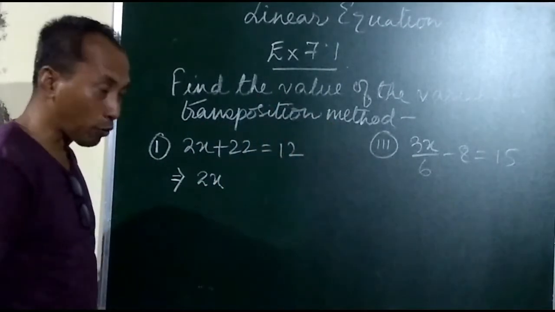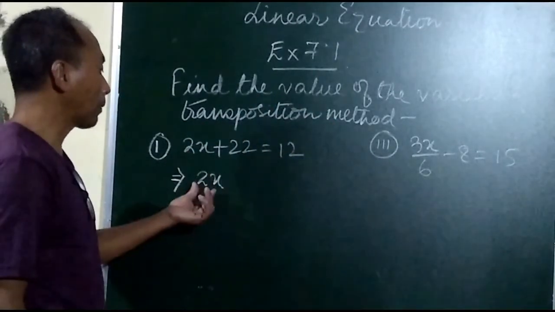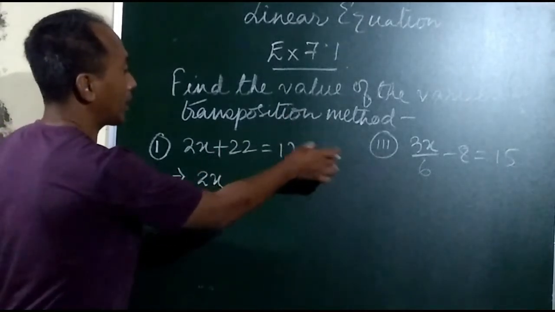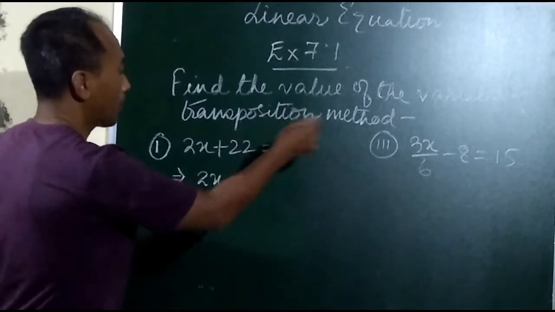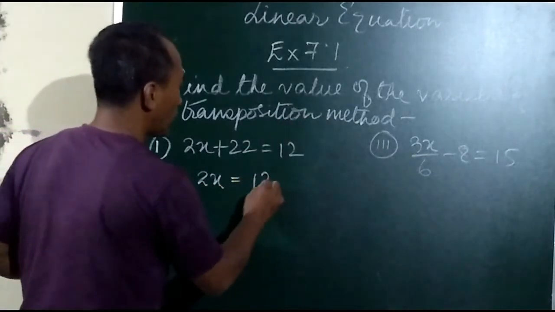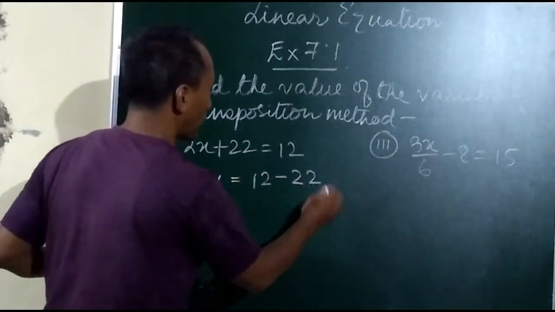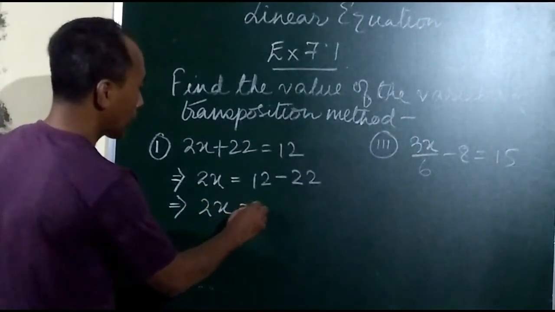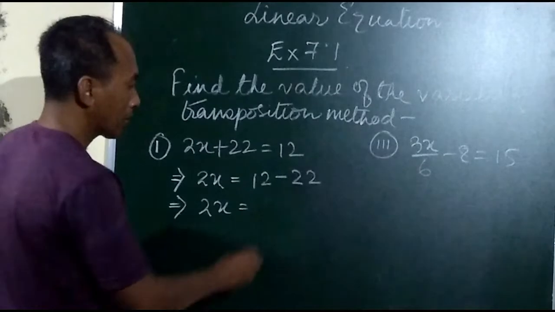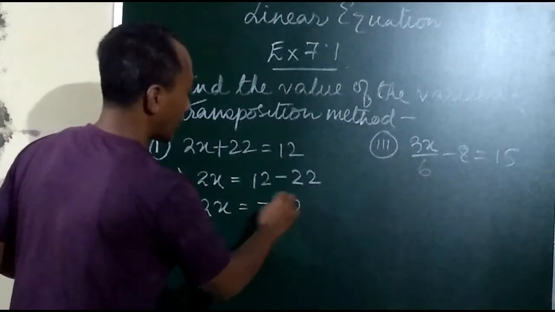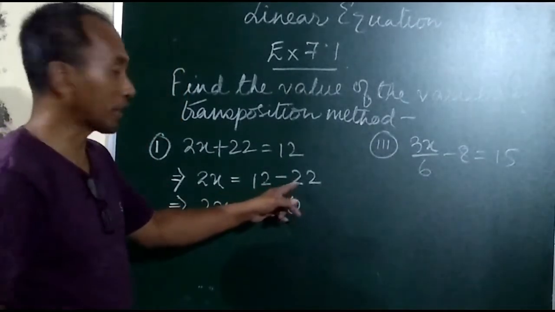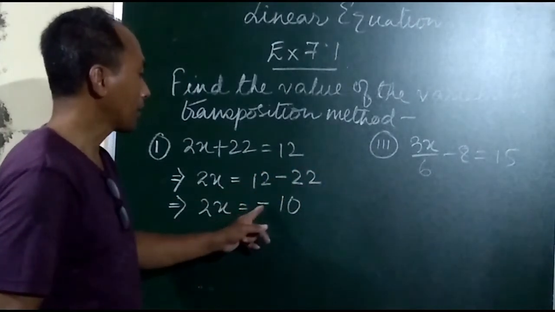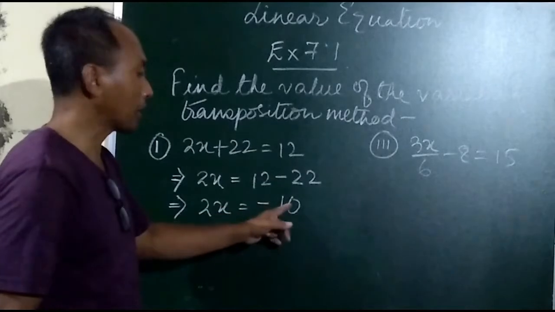In the transposition method, we keep the variable on one side, and when we take the constant term to the other side, the plus changes to minus. So it will be 12 minus 22. So we get here 2x equals 12 minus 22, which is minus 10. Since 22 is greater than 12, the sign of the 22 will be considered as minus here. 22 minus 12 is 10.